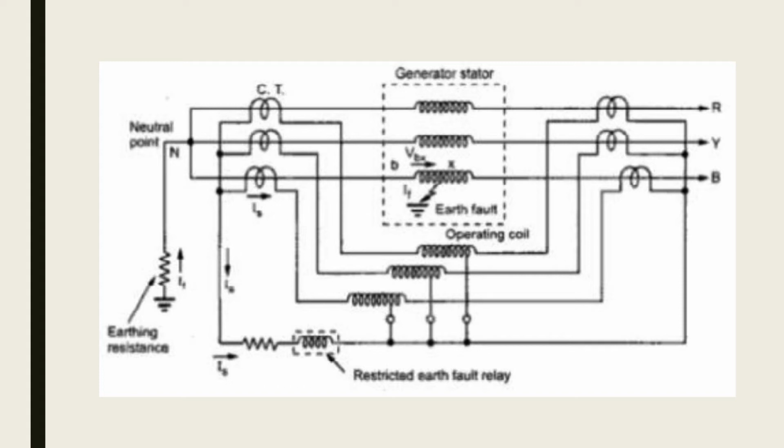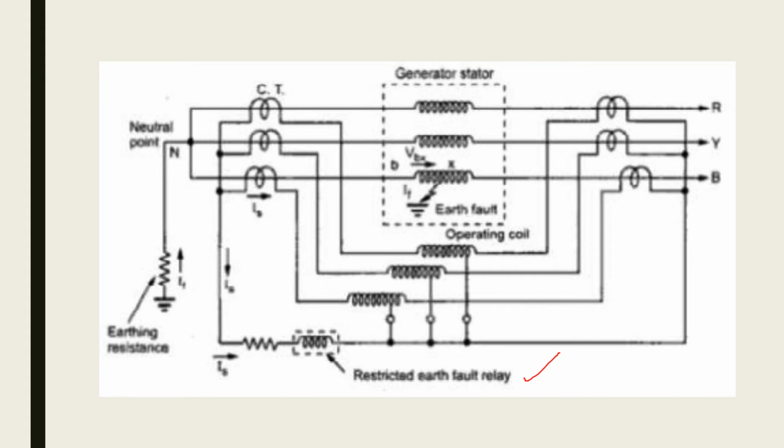Here, if we talk about the schematic arrangement of restricted earth fault protection, this is the generator stator winding connected in star and grounded with the help of the earth resistance. The earth fault relay is connected here. This is the restricted earth fault relay. If a fault occurs, suppose at point X, and this VBX is large enough that a large current is produced which can achieve the pickup value of the relay, then the earth fault relay will operate in this case.